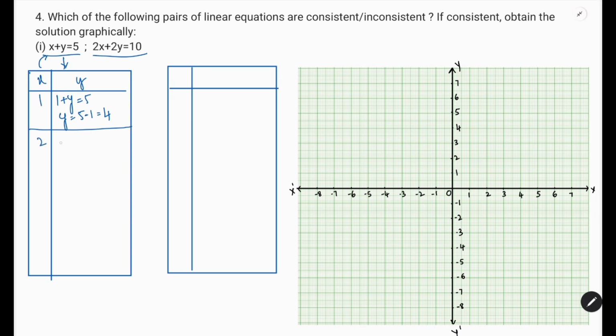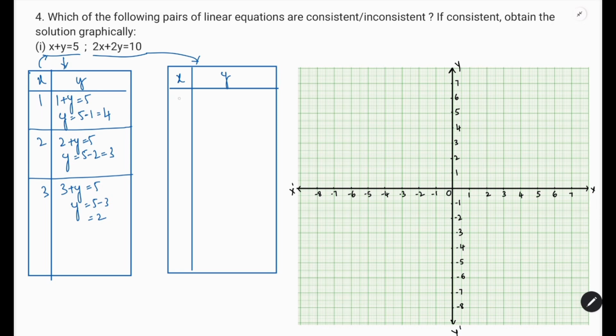If x is 2, then 2 plus y equal to 5. Then y equal to 5 minus 2 equal to 3. Okay. If x is 3, then 3 plus y equal to 5. Then y equal to 5 minus 3 equal to 2. Okay. If you take this equation, substitute the values of x and find out the values of y.